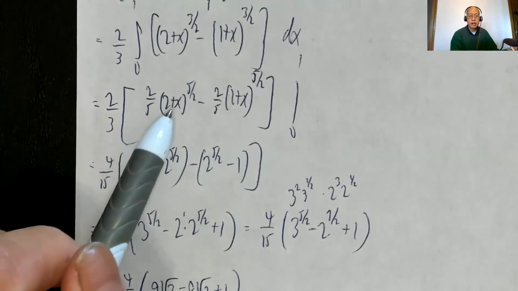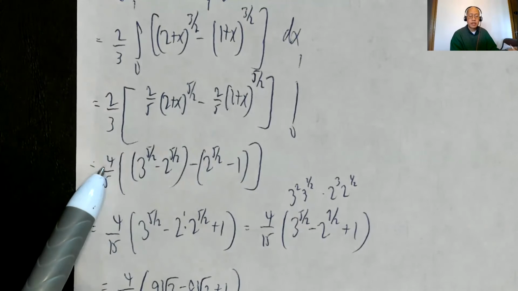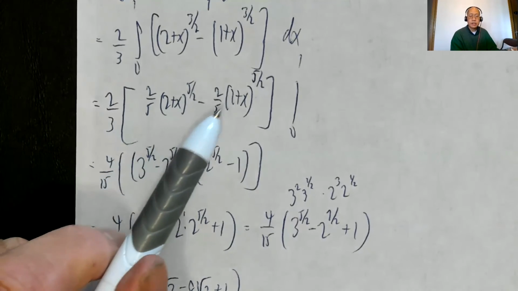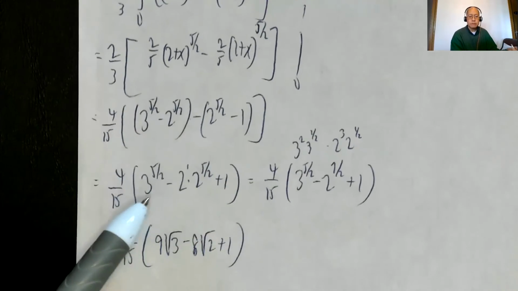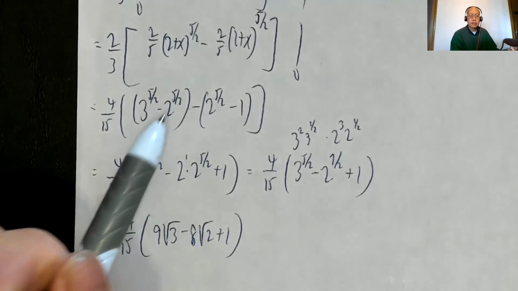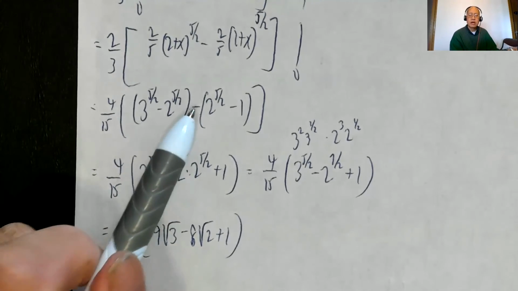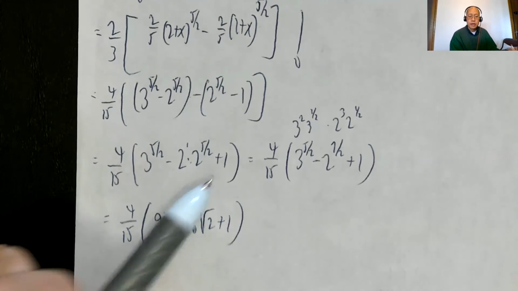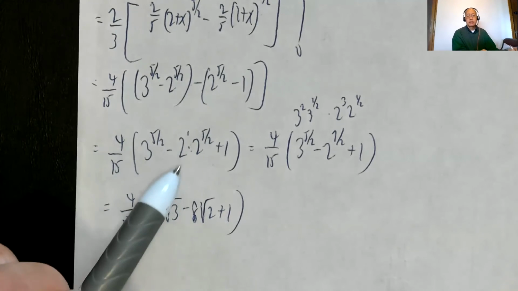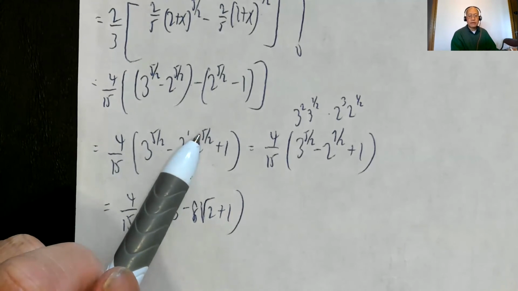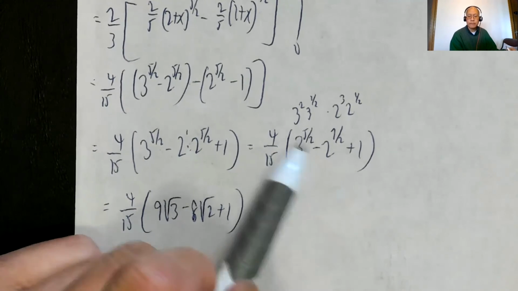So I plug in 1, take out the 2/5, so I have 4/15 now. 3 to the 5 halves minus 2 to the 5 halves, minus, plug in 0, 2 to the 5 halves minus 1. So it's 3 to the 5 halves minus 2 to the 5 halves minus another 2 to the 5 halves, which is 2 times 2 to the 5 halves, plus 1. Okay, this comes out to be 2 to the 7 halves, 2 squared times 2 to the 5 over 2. So 4/15, 3 to the 5 halves minus 2 to the 7 halves plus 1.